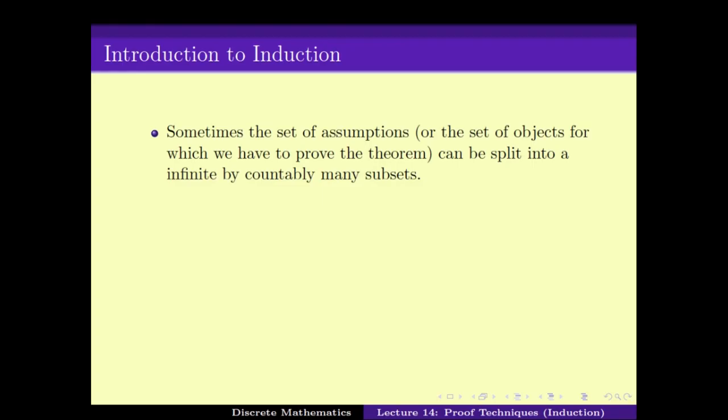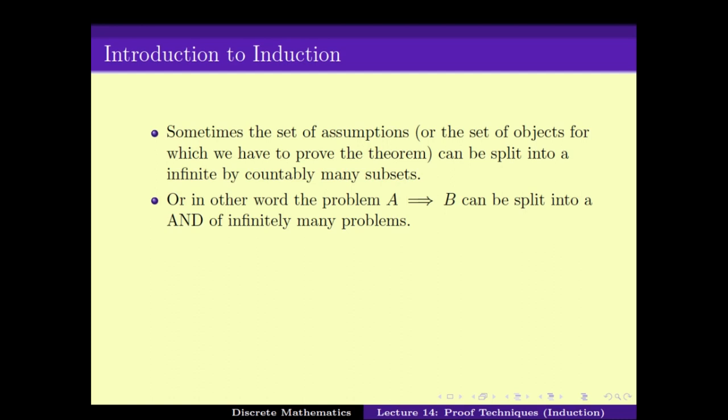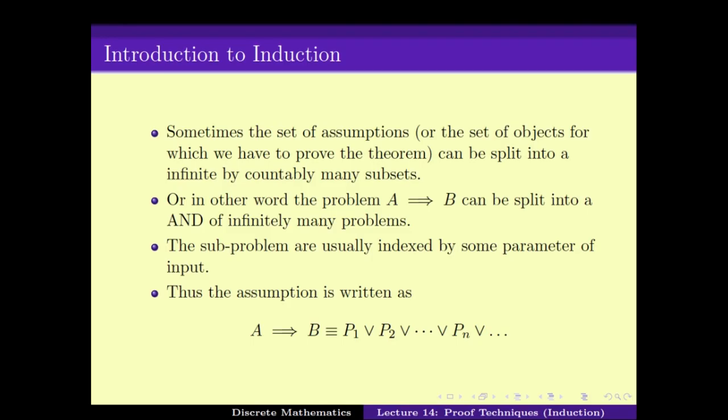So the main idea is that sometimes the set of assumptions or the conditions for which it should be true, or the objects for which we have to prove the theorem, can be split up into infinite but countably many subsets. So in other words, when proving A implies B, we can split A, or this whole problem, as AND of infinitely many problems. These subproblems are indexed by some parameter of the input. So in other words, I would like to write A implies B as P1 and P2 and so on till Pn and so on.